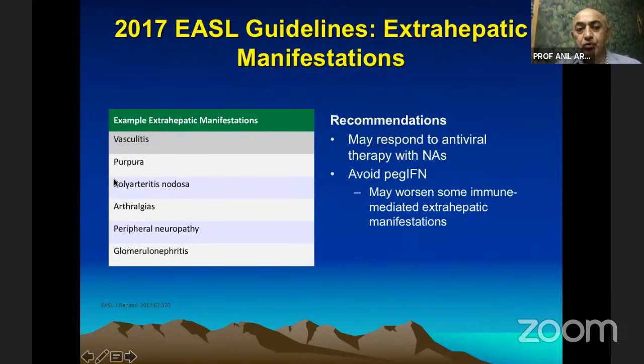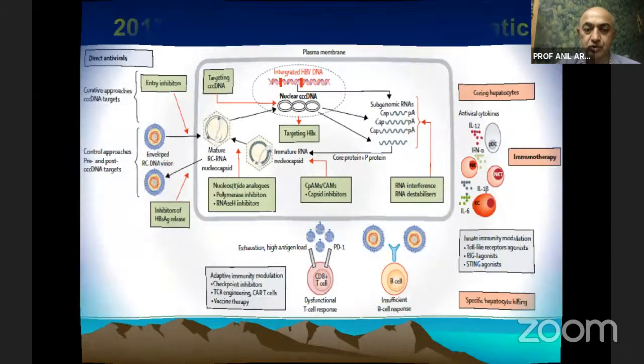At times, you may have to give urgent antiviral therapy against hepatitis B because of extrahepatic manifestations. And these include vasculitis, purpura, polyarteritis nodosa, arthralgia, peripheral neuropathy, and HBV-related glomerulonephritis. The drug of choice in these conditions is oral nucleoside drugs. Pegylated interferon should not be given, as it is known to precipitate autoimmune response.